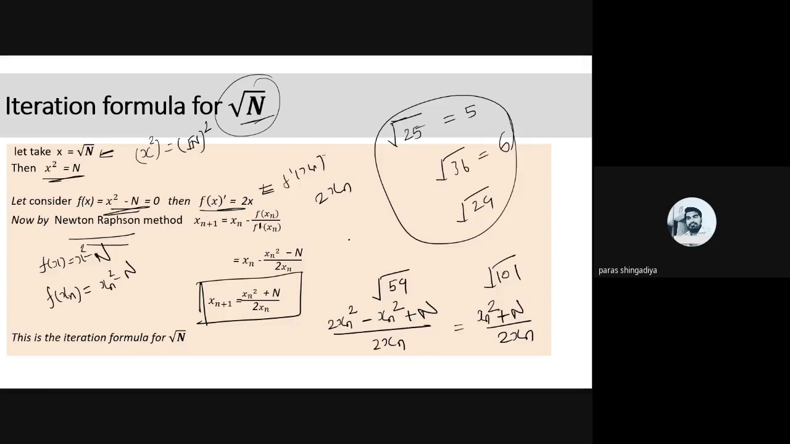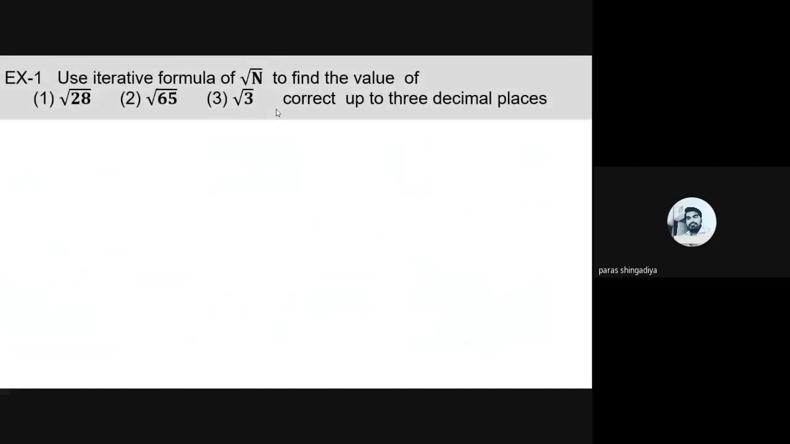Clear? For example, we need to find the square root of 59. So here n is 59. Okay, and then choose a suitable x0, and then apply it in this formula. Find x1, x2, x3, x4, and so on. You will get the answer of the square root of n. Clear? Square root of 59. So this is the procedure to derive the formula of the square root of n. Clear? Now let us implement it on one example.